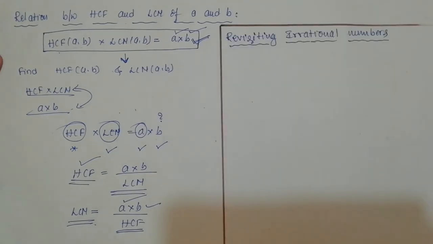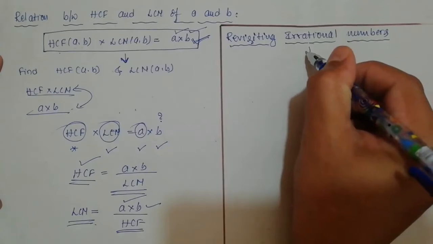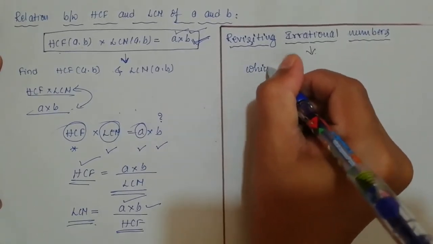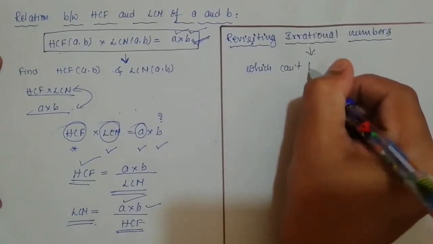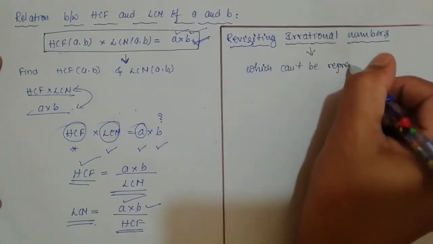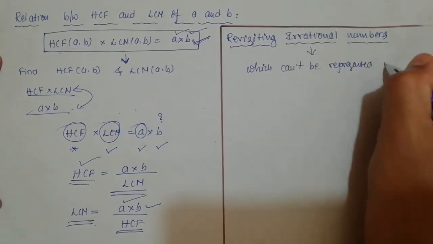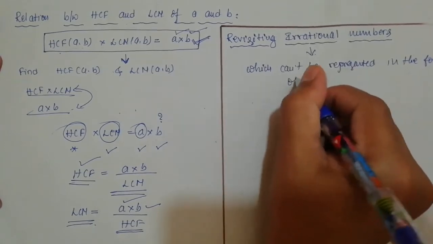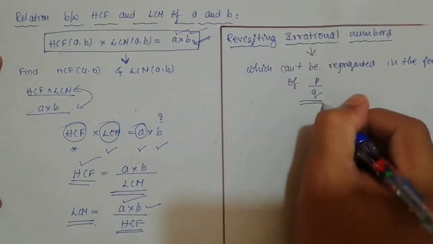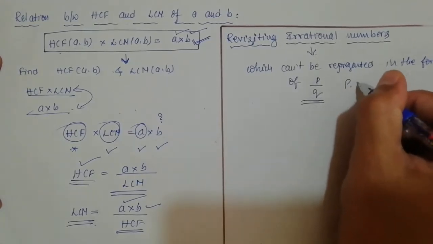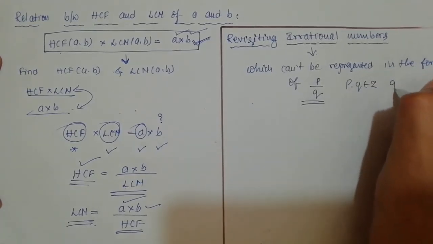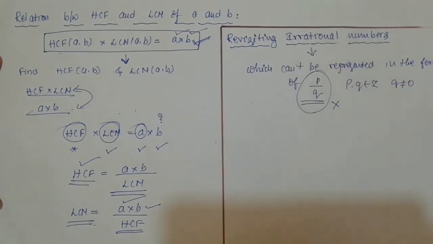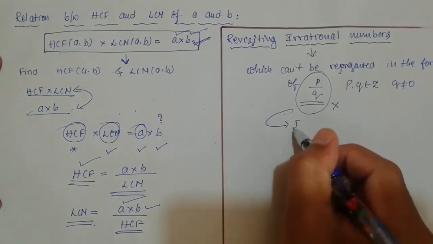The next topic is revisiting irrational numbers. I think you know what irrational numbers are: numbers which cannot be represented in the form of P by Q. Here P comma Q are integers, and Q should not be equal to 0. If it is not possible, if it is difficult to express a number in this form, then the number is called what?